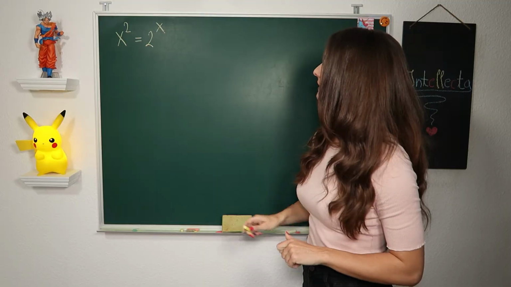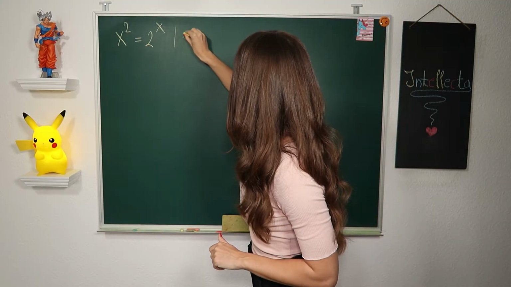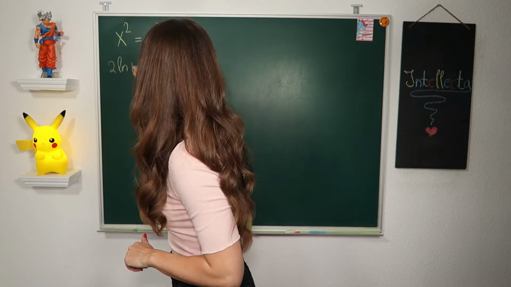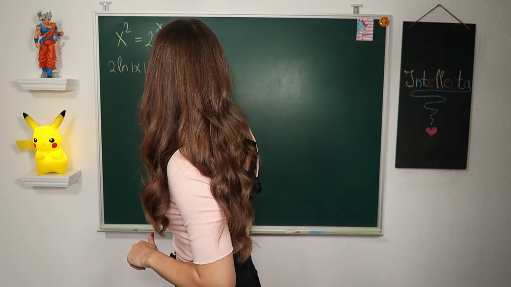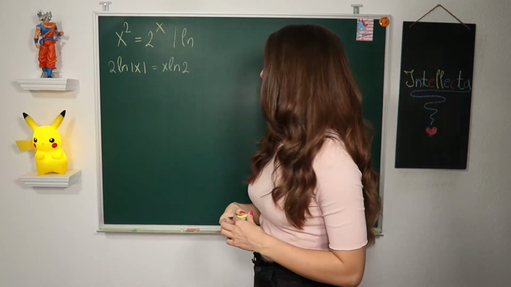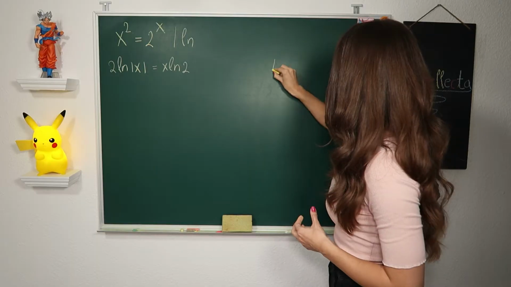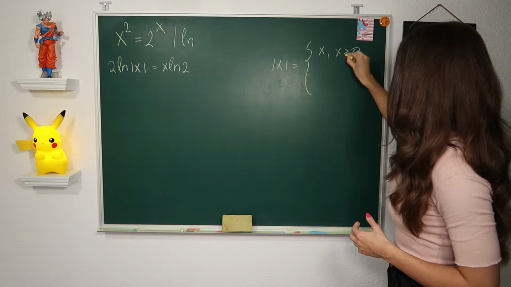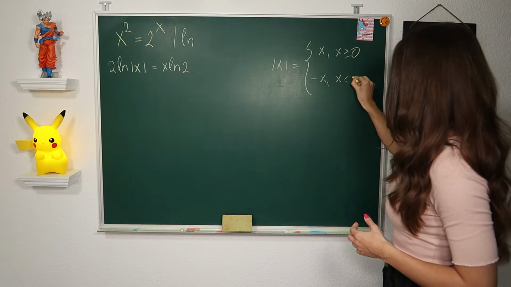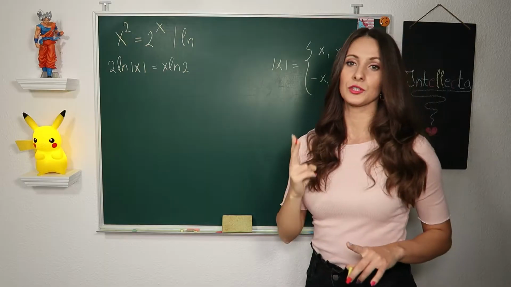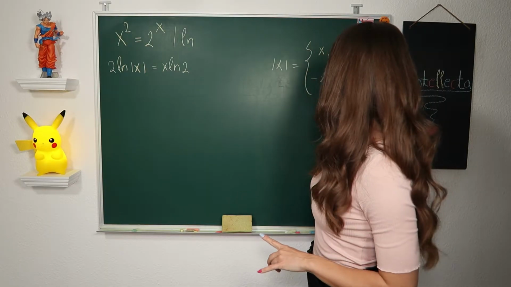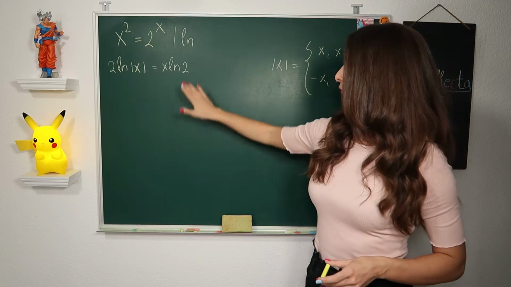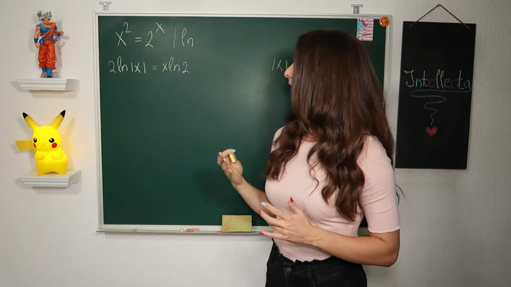The first one, if you take the logarithm of both sides, we will have 2 ln of the absolute value of x is equal to x ln 2. And now, if we consider the absolute value, we will have x for x greater than or equal to 0 and negative x for x less than 0. That means we are going to have two cases to consider. The first one for x greater than 0 and the second one for x less than 0. So this is if we use the logarithms.